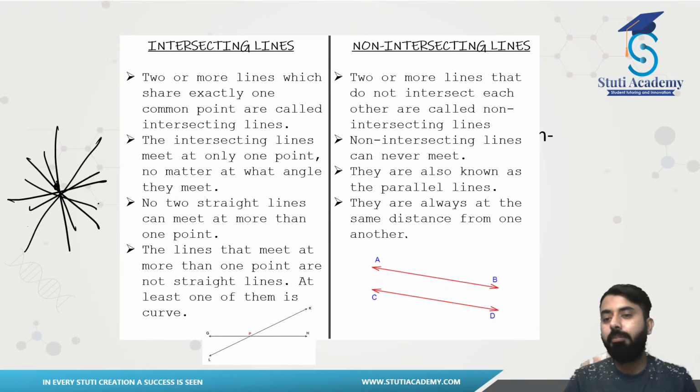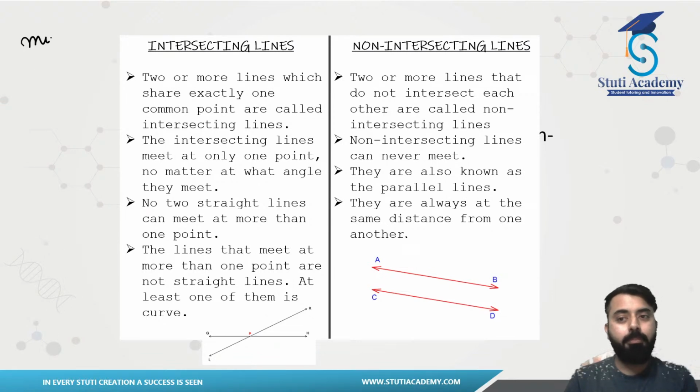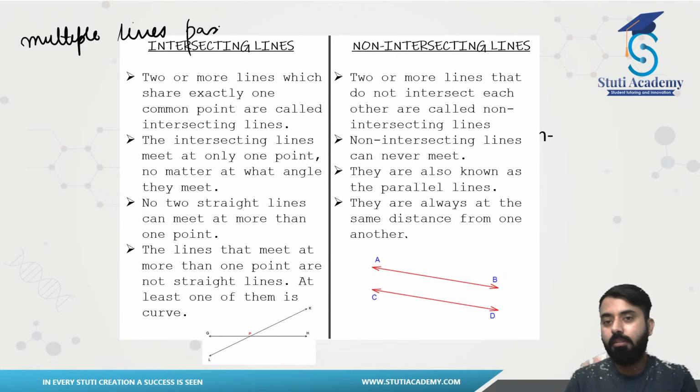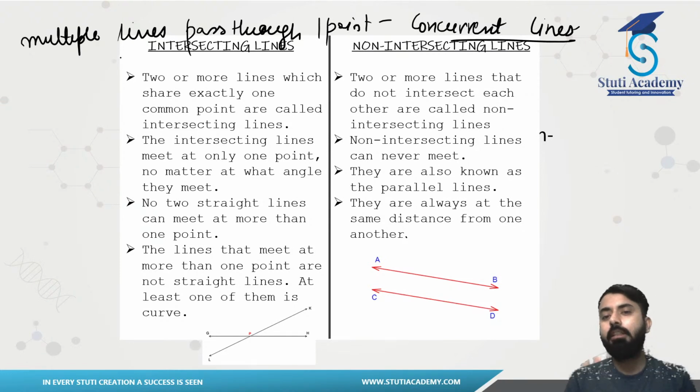Now you guys see, if multiple lines are passing through one common point, those lines are what? They are concurrent lines. Let me just write it here. If multiple lines pass through one point, those are concurrent lines. Remember this. Another name can be intersecting lines.